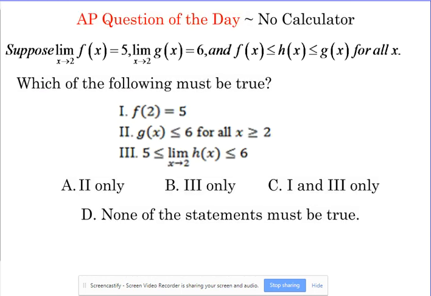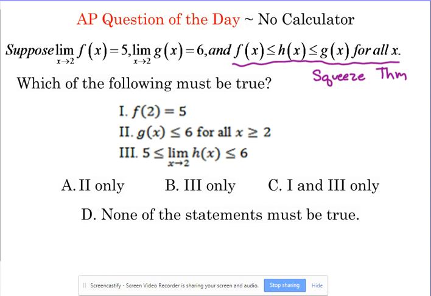So here's an example of an AP question of the day, not really related to the continuity, but let's look at it anyways. We're told that the limit as x approaches 2 of f of x is 5, the limit as x approaches 2 of g of x is 6, and f of x is less than h of x, which is less than g of x for all x. Now, when you see this, that should be making you think squeeze theorem.